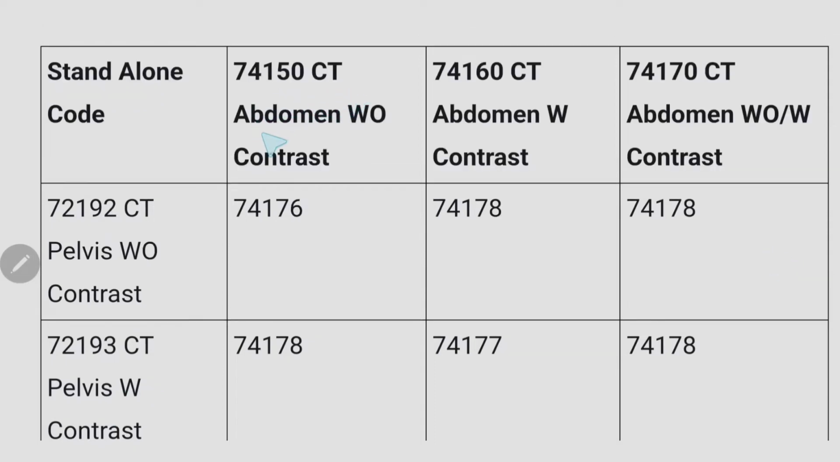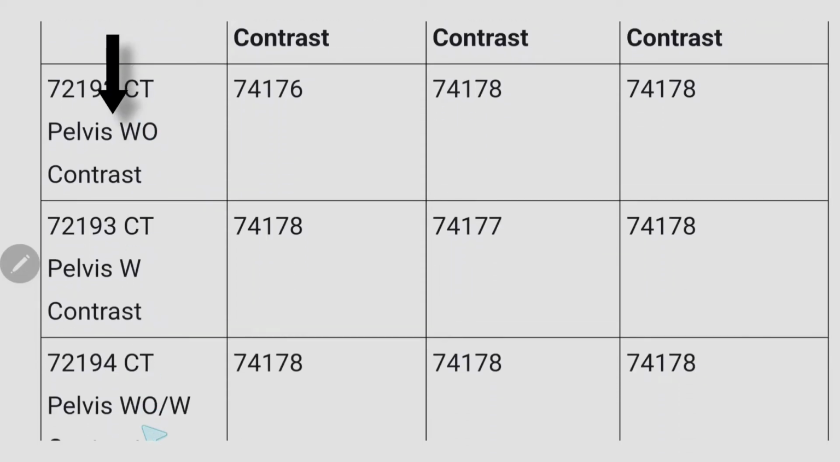74150 is for CT abdomen without contrast. 74160 is for CT abdomen with contrast. 74170 is for CT abdomen without contrast followed by contrast. So the codes in this line are for the CT of abdomen, and the codes in this line are for the CT of pelvis.